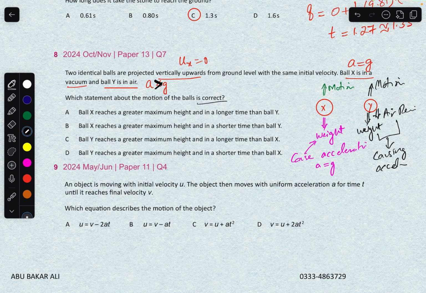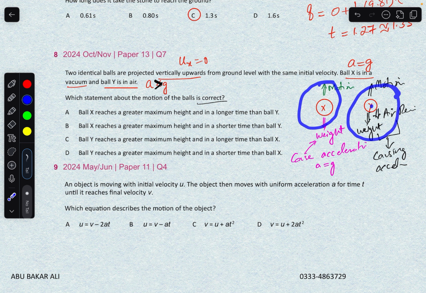Okay, this is making sense. Why will ball X move much higher? Because there is no air resistance in ball X, so it will reach a maximum height in a longer time than ball Y. Yes, it will travel further and cover more distance compared to this one, because their acceleration is less, there is more deceleration you can say.